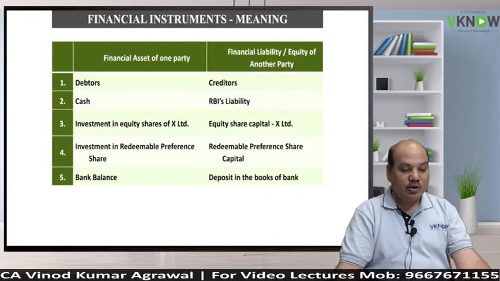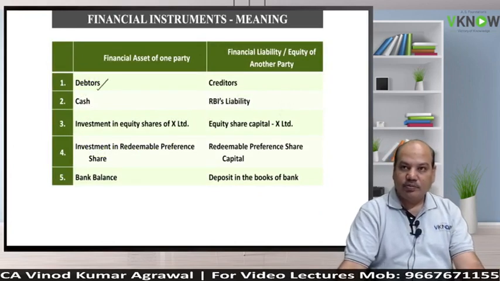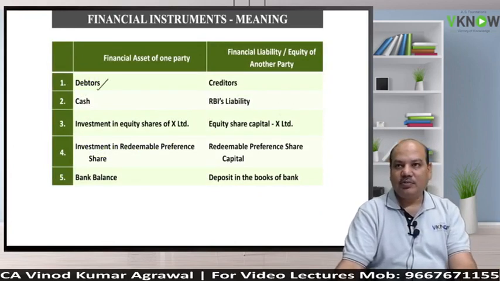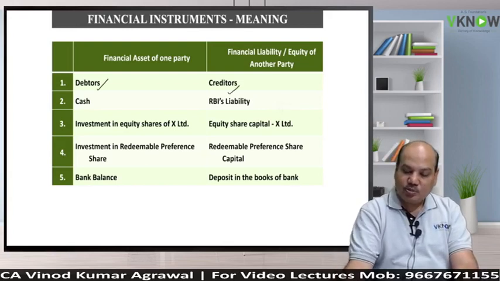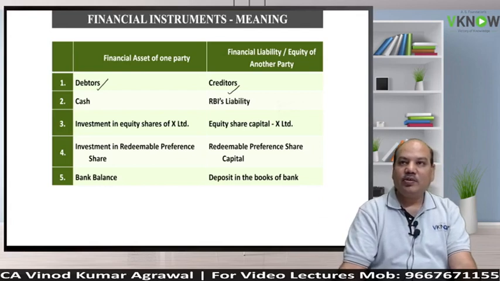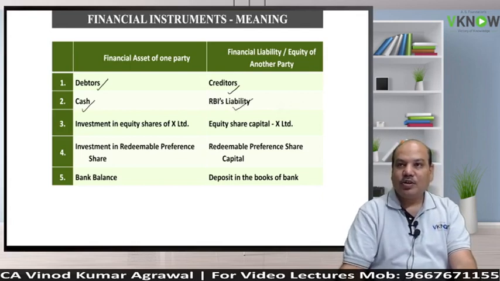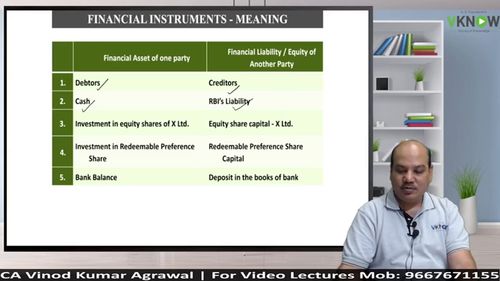Now one example also I have given here. In the books of one party, the other party is a debtor. Debtor is a financial asset. In the books of other party, creditor is appearing. Creditor is a financial liability. Cash is financial asset by default because it is the RBI's liability.